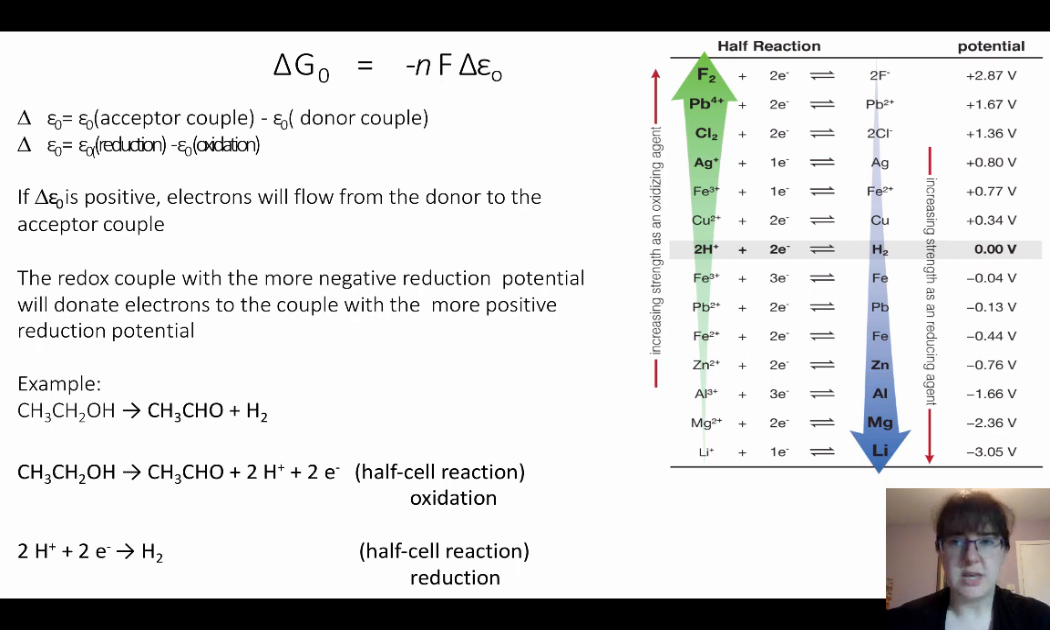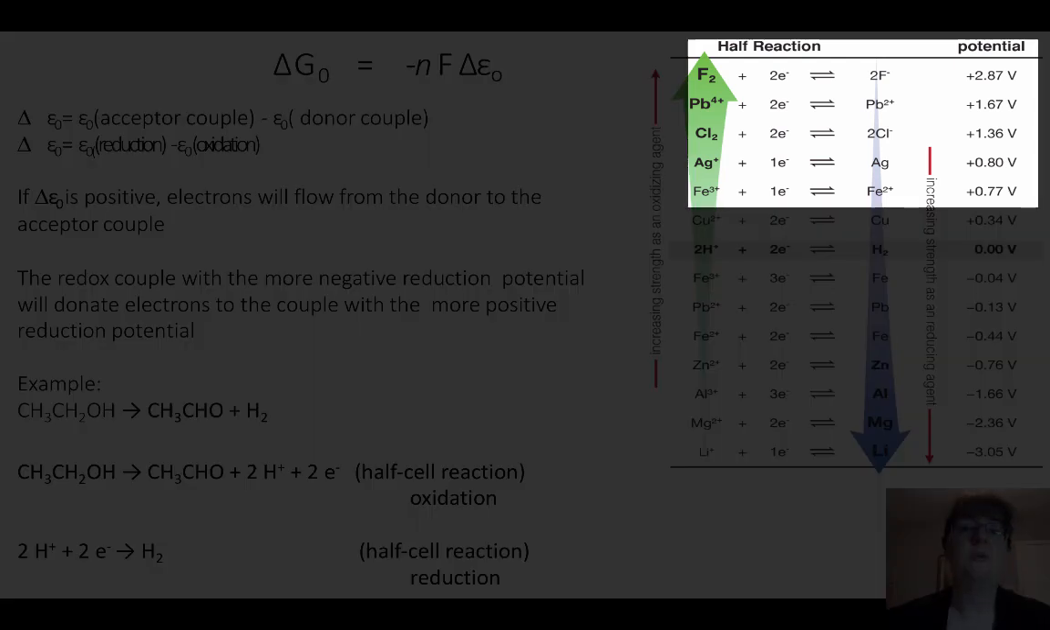What you'll notice with this is that things that are closer to the top of the table are things that want electrons. So fluorine would love to have those extra electrons. So it has a positive reduction potential. Fluorine is chemically more ready to accept electrons.